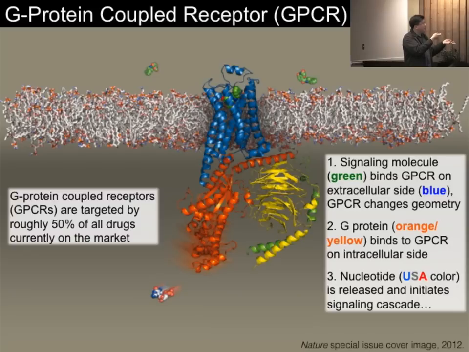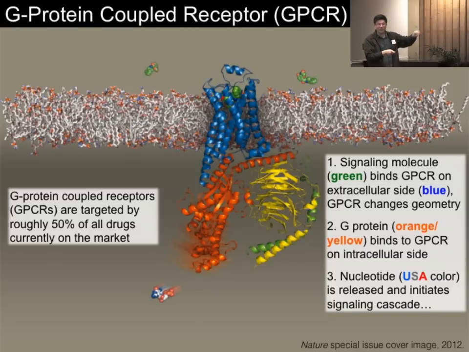So this is a picture of a G-protein coupled receptor in blue, embedded in a lipid bilayer. What happens is that first this signaling molecule binds to the outside. The signaling molecule doesn't go to the inside. The membrane will keep it from going inside, but it will bind in here. That will cause a change in this receptor geometry. The change in the geometry is big enough that it actually propagates to the inside of the cell.